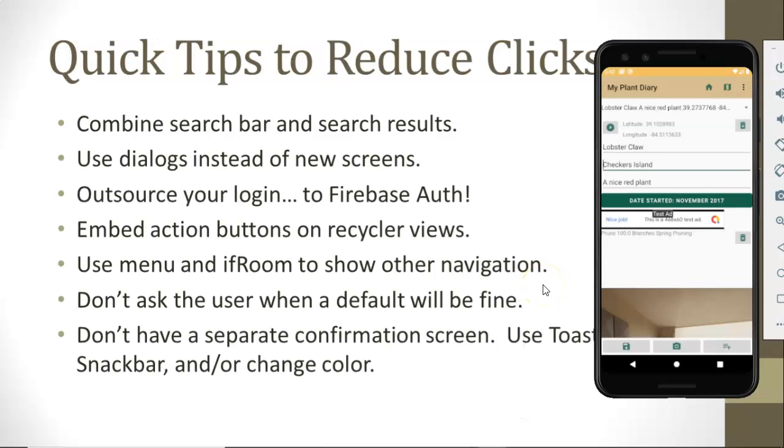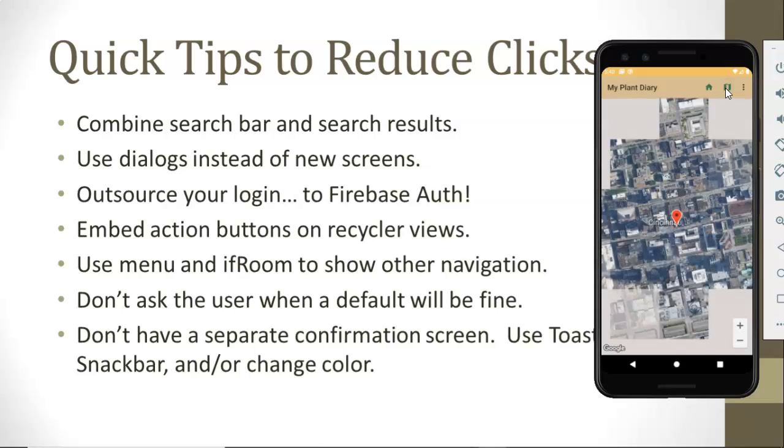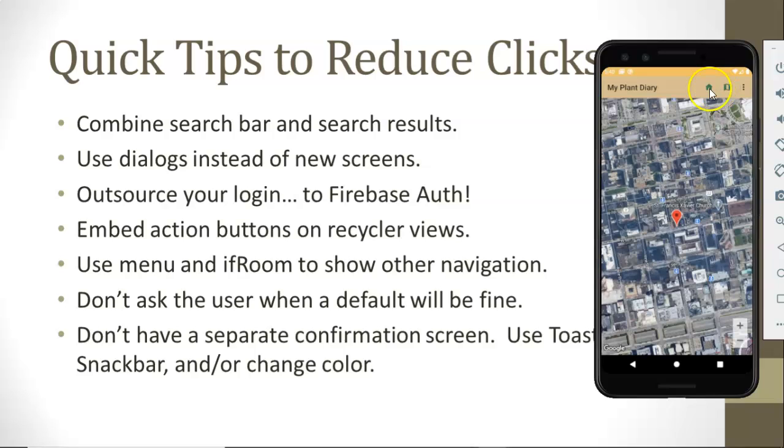Use menu and ifRoom to show other navigation. So we want to be careful about not cluttering up our screens. And you notice that up at the top here, I have a couple icons that are easily recognized. The home button takes us right back to here. Then I have a map button, and that map button will take us to a map view that will show us a GPS view of all of the specimens that we have GPSed. And I can always go back home just by clicking on the home button.